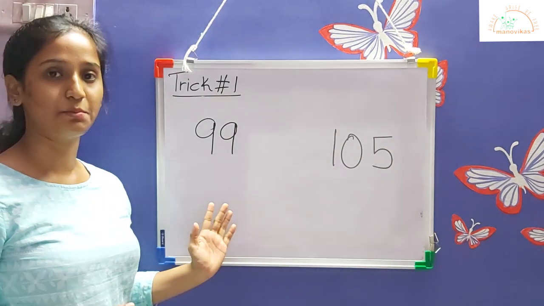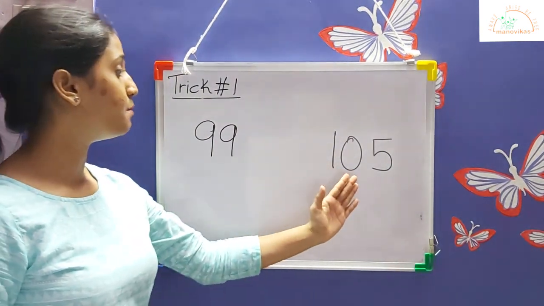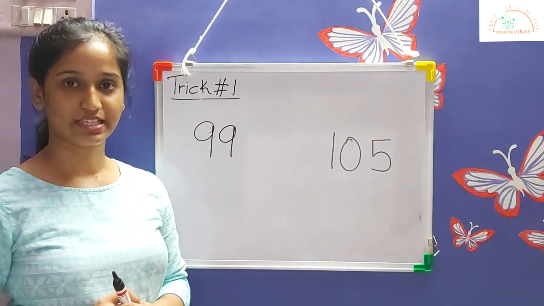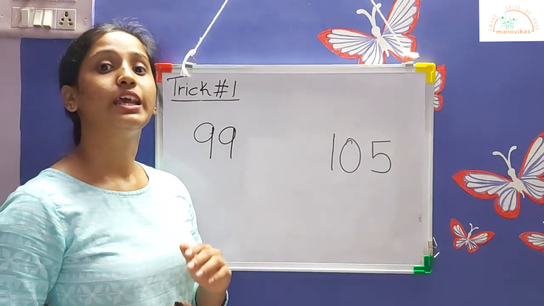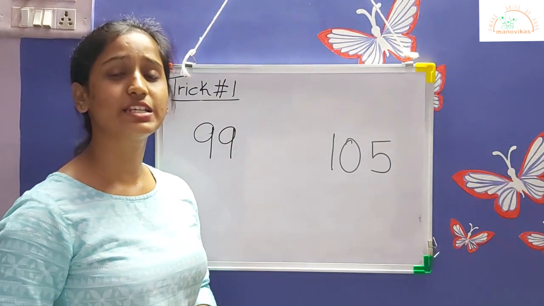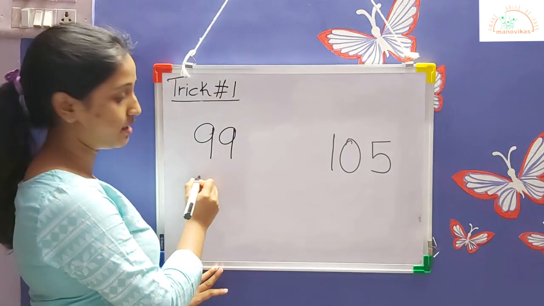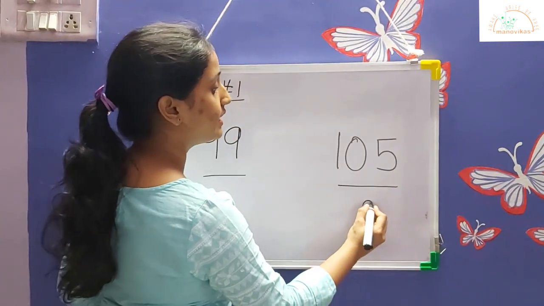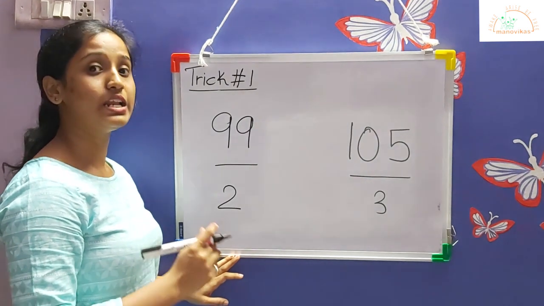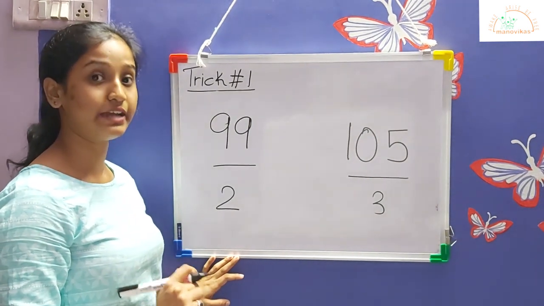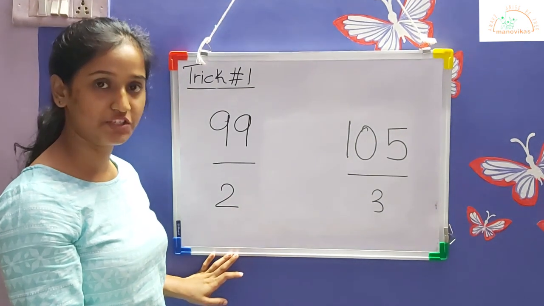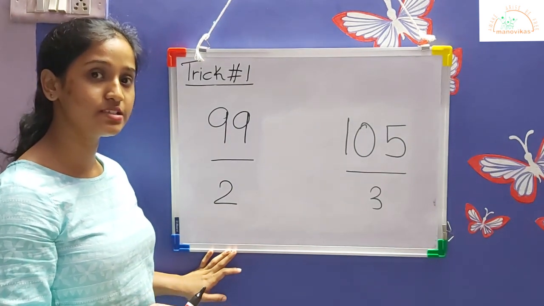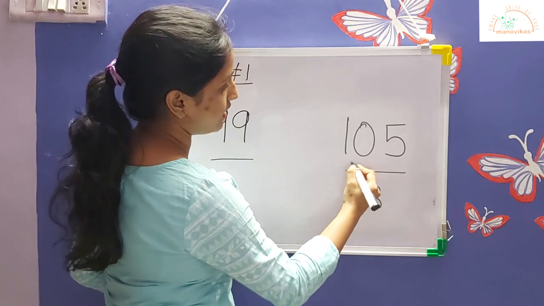Here we have got two numbers, number 99 and number 105. So what does the first trick say? The first trick says that count the number of digits in each number. So let us count the number of digits in each number. So first number has got 2 digits. The second number has got 3 digits. Okay. Now, the next statement of the first trick says that the number with more number of digits is greater. Now, can you tell me which number has got more number of digits? Correct. Number 105.